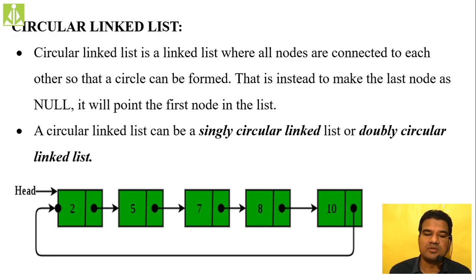See, the concept of circular linked list. A circular linked list is a linked list where all nodes are connected to each other. Instead of making the last node's next pointer null, we are making it point to the first node to form a circular shape.